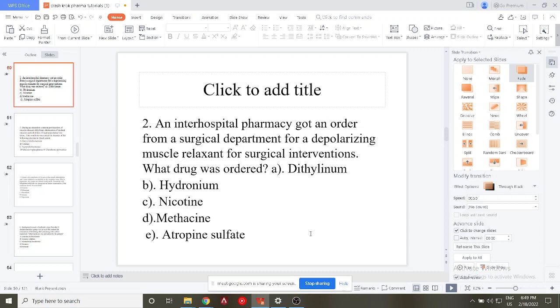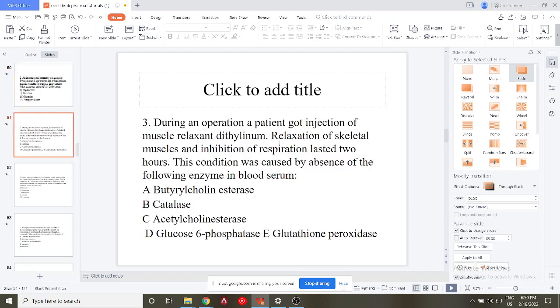An inter-hospital pharmacy got an order from a surgical department for a depolarizing relaxant for surgical interventions. What drug was ordered? A. Dithylinum. Yes. So what's another name for dithylinum? Anyone please answer. Another name for the drug. Succinylcholine. Yes, that's correct. Okay. Next question.